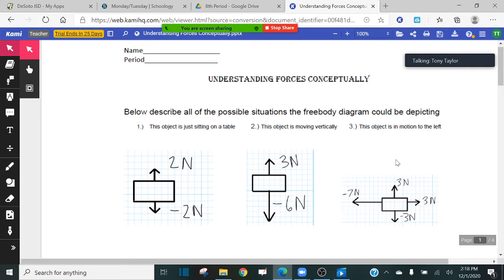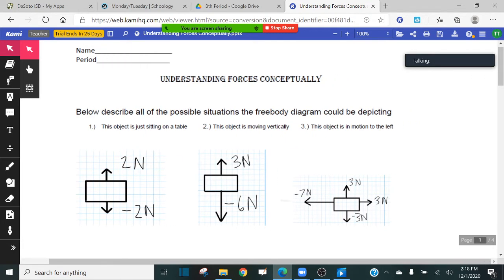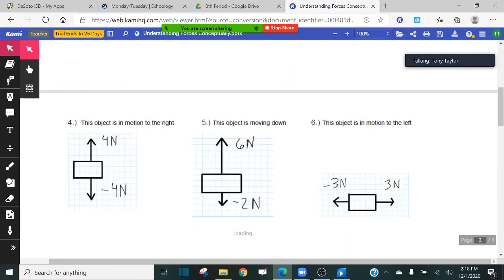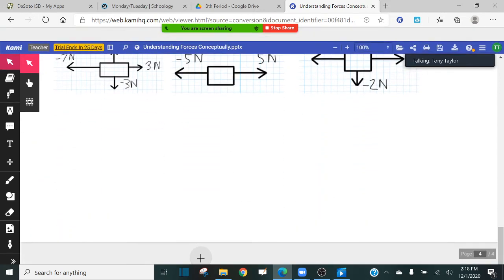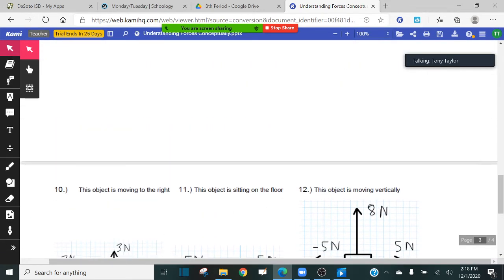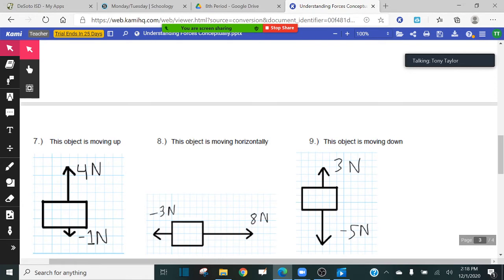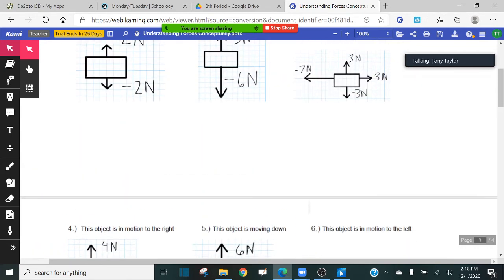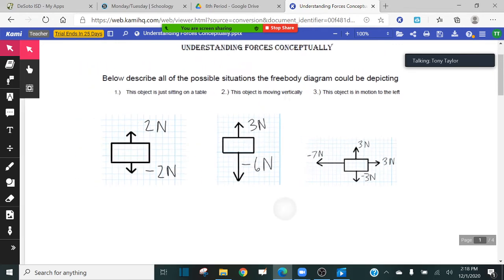Okay, so there are 12 problems, guys, and you all are responsible for turning in all 12. You do not have to draw the pictures. Only thing you have to do is write out the answers, and then you're going to take a picture of it and then upload it into Schoology.